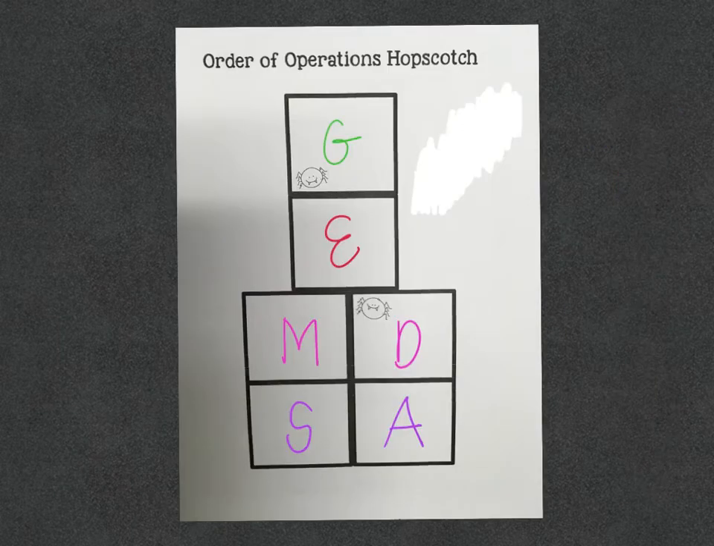So your hopscotch starts off looking like this, and I did different colors. So the GEMS goes right along here, and multiplication and division are even. That's why we go left to right. It's not multiplication before division. They're even, and you go left to right in the problem. Same with subtraction and addition.